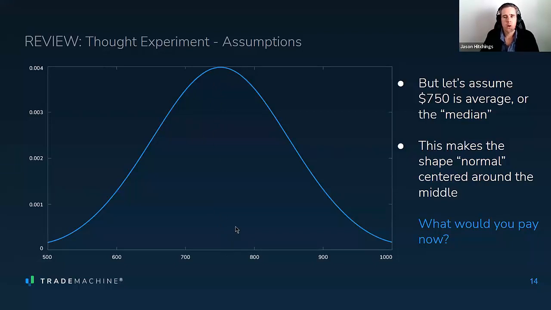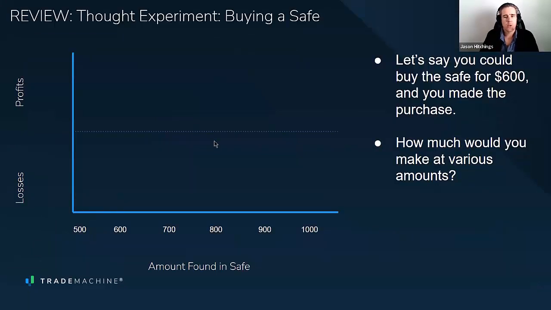So now, if you got all of the contents of the safe, what are you willing to pay? That's just a question to think about, and then we're going to get in deeper. So if, let's say, we paid $600 for the safe, this is going to be a real quick review of what a profit and loss chart looks like.